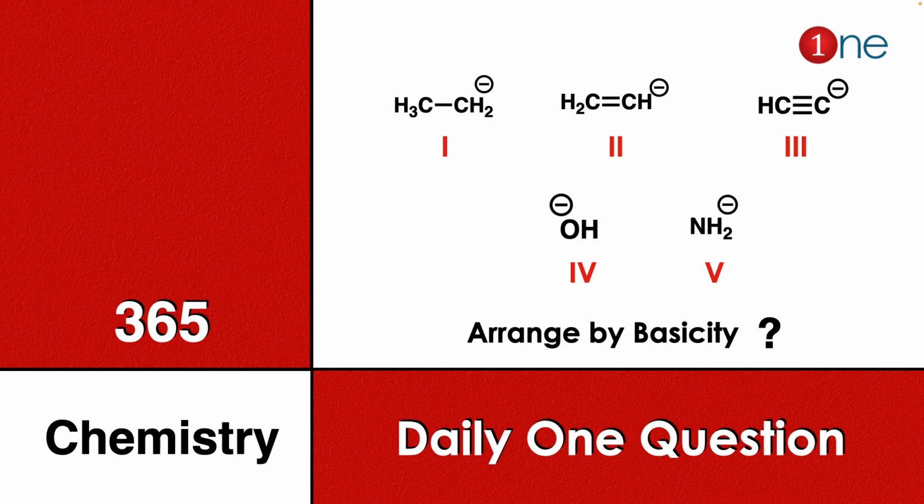Here 5 different anions are given. One is ethyl anion, another is ethenyl anion, another is ethynyl anion, and you have OH minus and NH2 minus. You have to arrange all the anions by basicity.